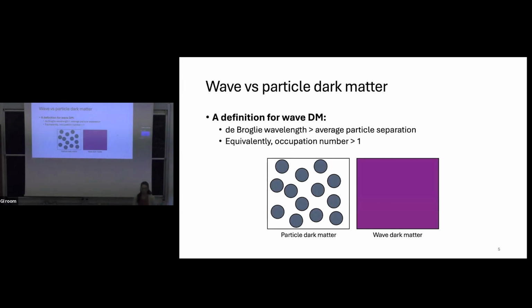So you've already heard about this this morning, but I want to go back over this to give the context for how we actually can detect wave dark matter. So what is the definition of wave dark matter? Well, basically, the de Broglie wavelength is larger than the average particle separation, or equivalently, the occupation number is greater than 1. Last week, you heard about particle dark matter, where you have lots of disconnected blobs. And this week, you're learning about wave dark matter, where you can think of it as the whole coherent field acting together. Okay.